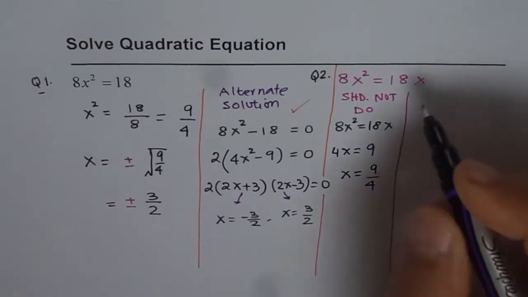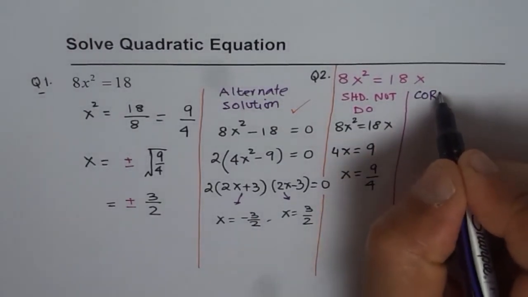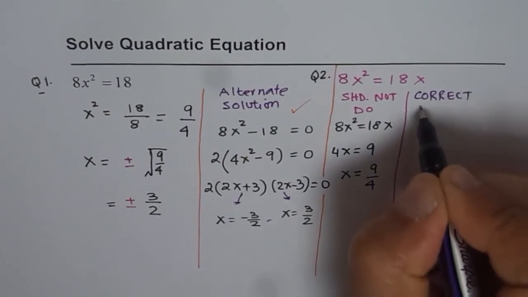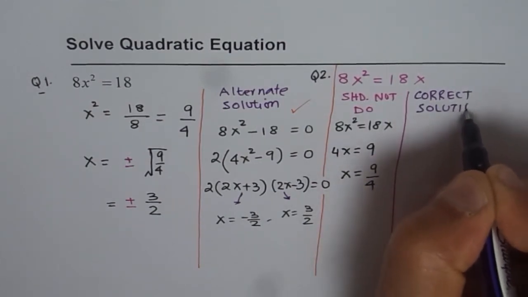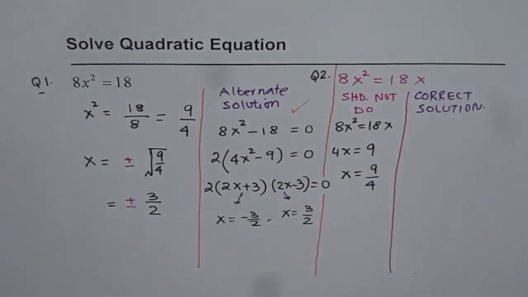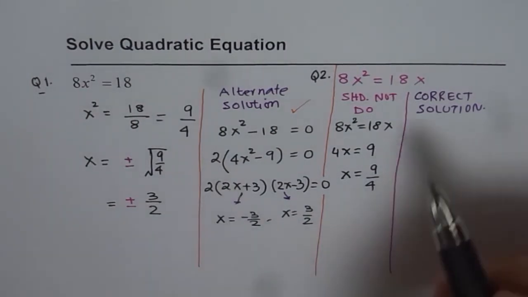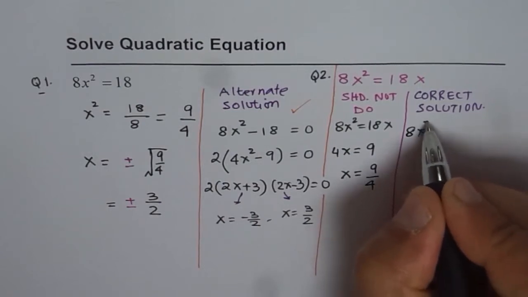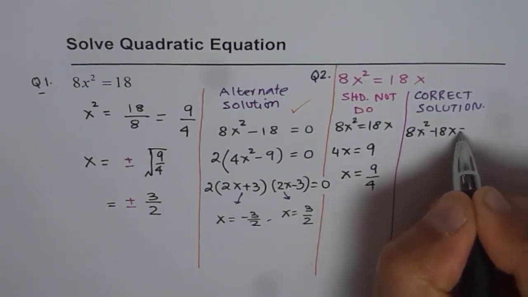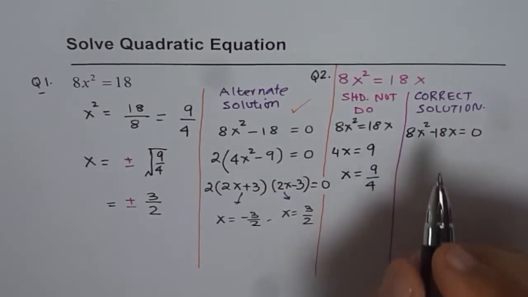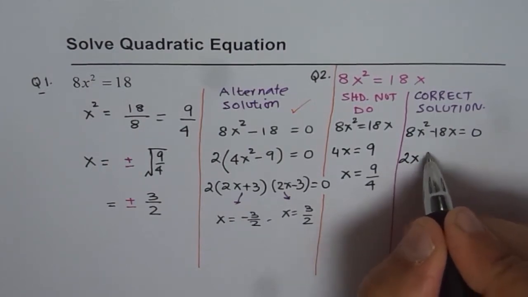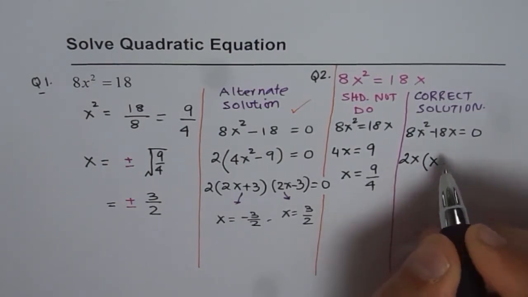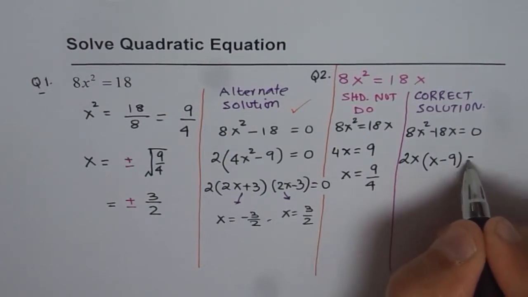So how should we do it? Now the correct way is like this. Correct solution. Let's follow the steps which we did here. That is, bring the terms together. So what we have here is 8x squared minus 18x equals 0. Now what is common here is 2x. So we have 2x as common, and we're left with x minus 9 equals 0.